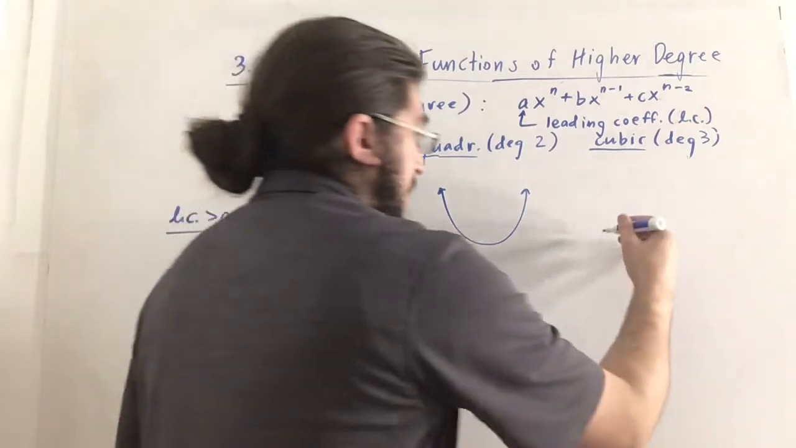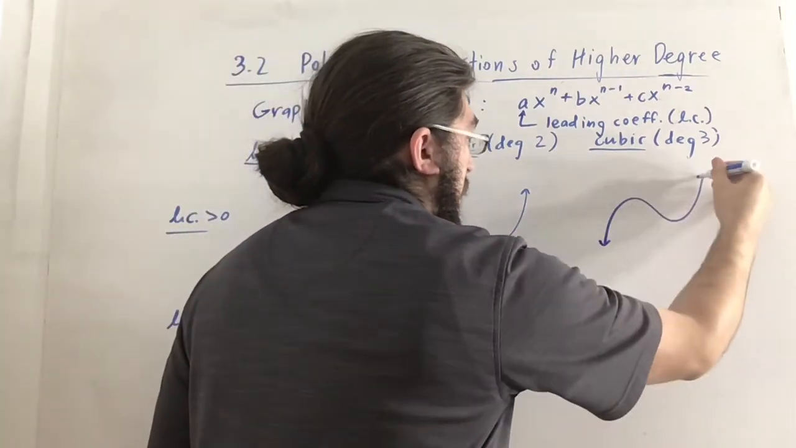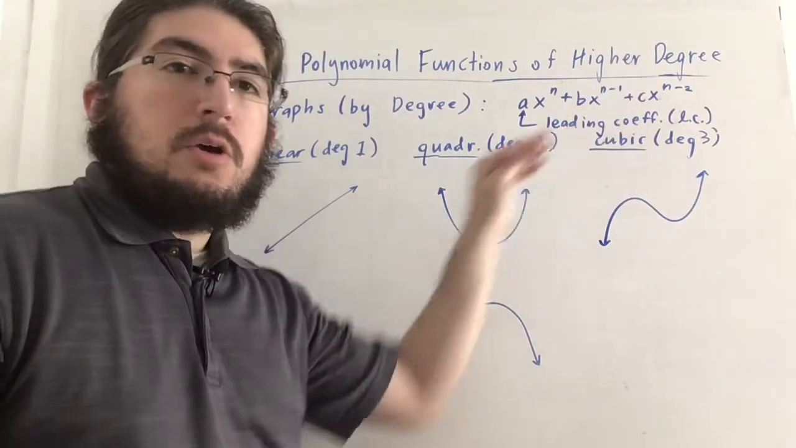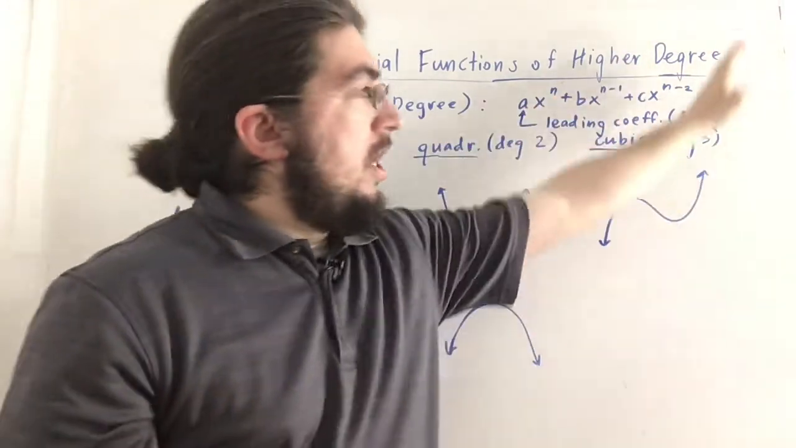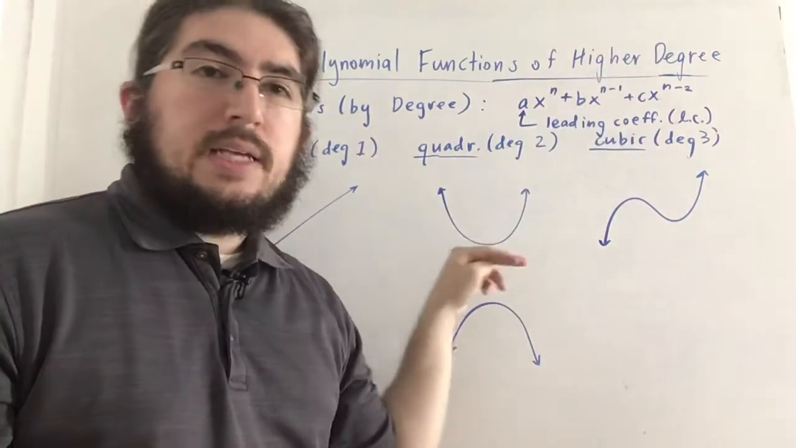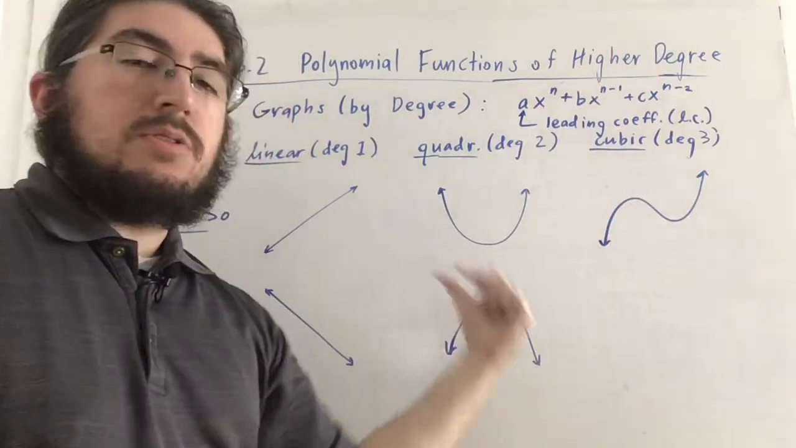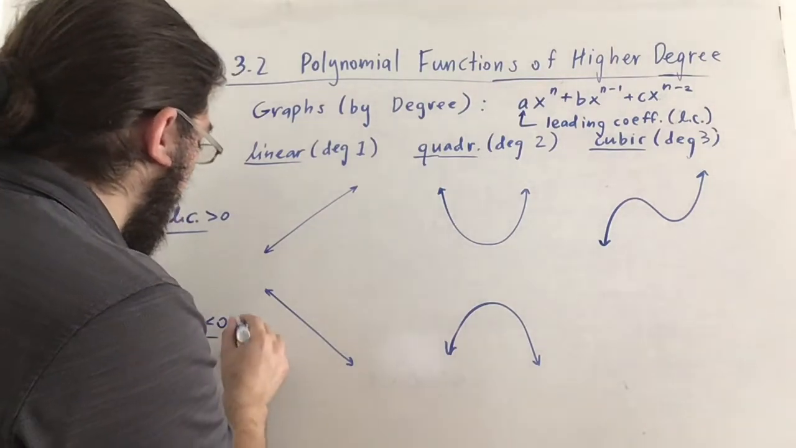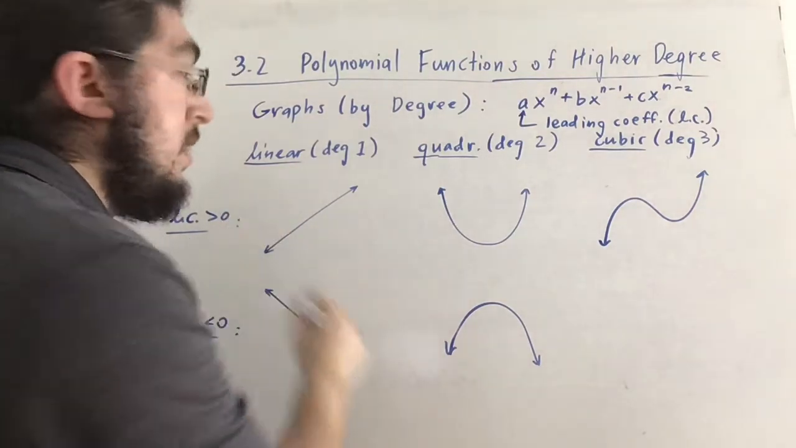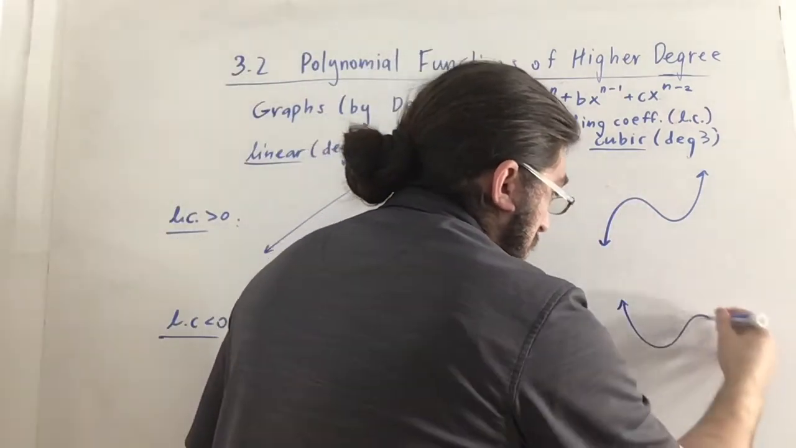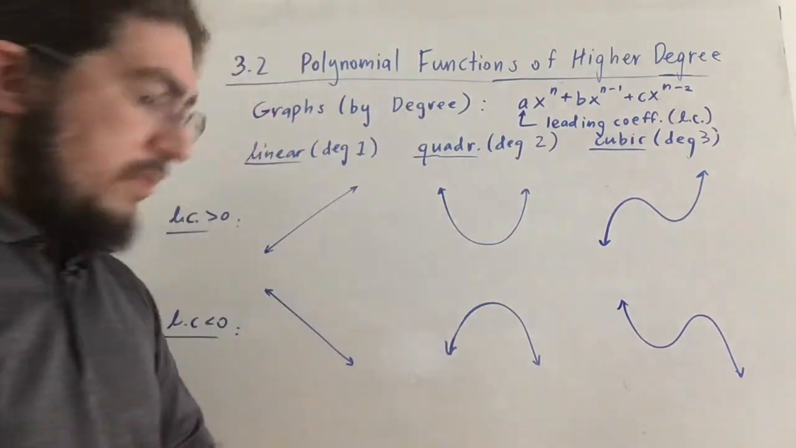They will look something like this. So notice, it increases. So it goes off to infinity as x goes to infinity. So it opens up as x goes to the right and it opens down as x goes to the left, basically. And when the leading coefficient is negative, as opposed to positive, it's just the same image but reversed. So there's a few important things here.